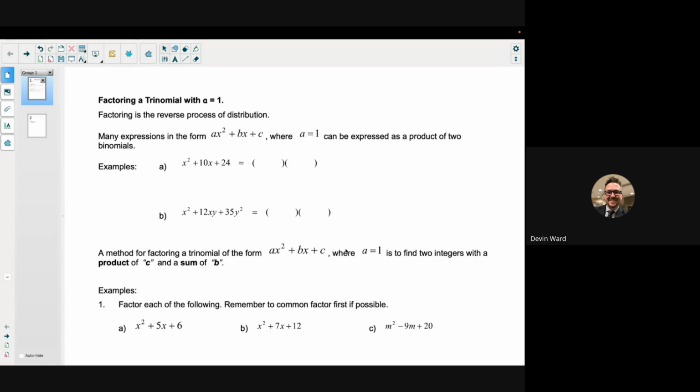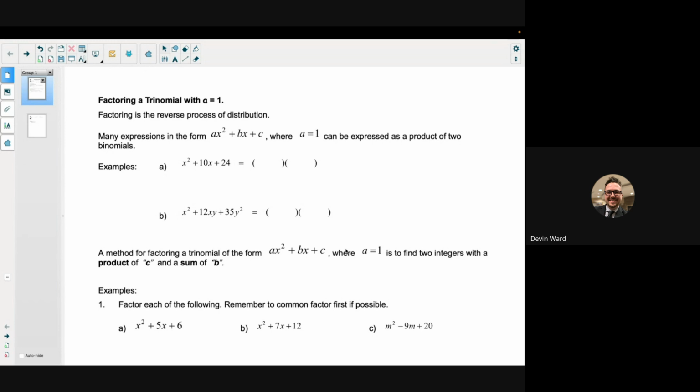So you might say that 5 and 4, or 4 and 5, multiply to 20, and they would add to positive 9, but they don't add to negative 9. So what can we do? Throw a good old negative onto each of them.